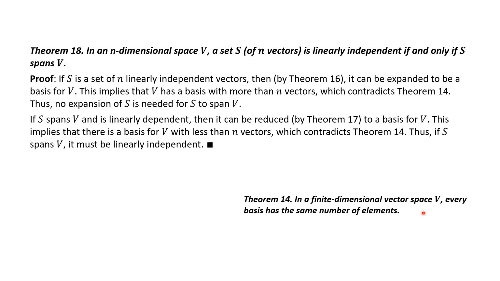which I listed down here just as a reminder. Thus, no expansion of S is needed for S to span V. In other words, S spans V. So that goes in one direction. Then going the other direction, if S spans V and is linearly dependent, then it can be reduced by Theorem 17 to a basis for V. This implies there is a basis for V with less than n vectors, which contradicts Theorem 14. Thus, if S spans V, it must be linearly independent.